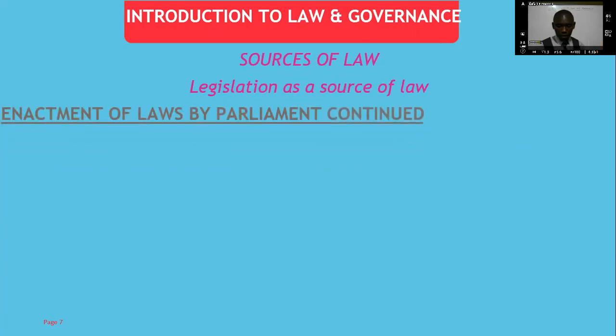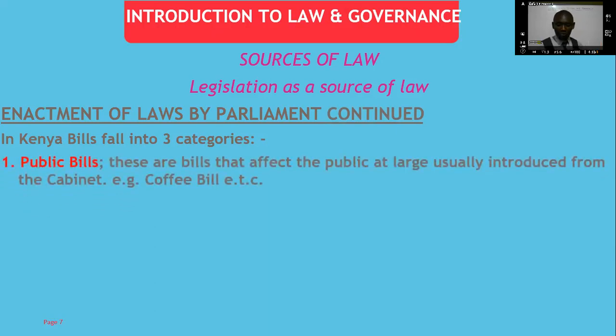So let us look at the various categories that bills fall into. First, there are public bills. These are normally bills that affect the public at large. For example, when health laws are being amended, it is the Health Laws Amendment Bill, a bill that affects everyone. Another example is the coffee bill, which affects the public at large. So it is a public bill.